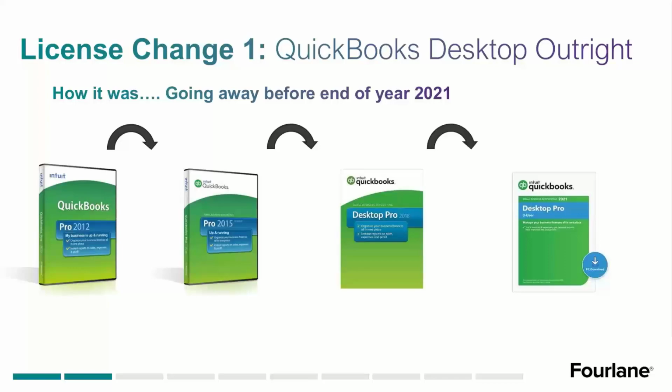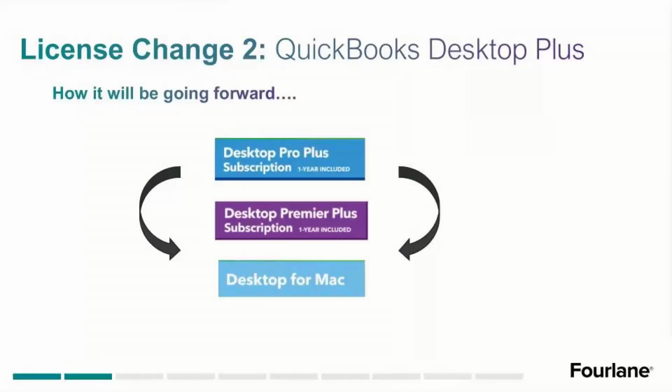They missed things that happened in 2017 or 2016. So the way that it's changing, starting now, is that all desktop products, so that's Pro, Premier, and even Mac, are on a subscription. What that means is that if somebody buys QuickBooks Pro Plus today, next year, if they do not renew that product, they will no longer have access to the software. They will no longer be able to access their company file. It's a big change.